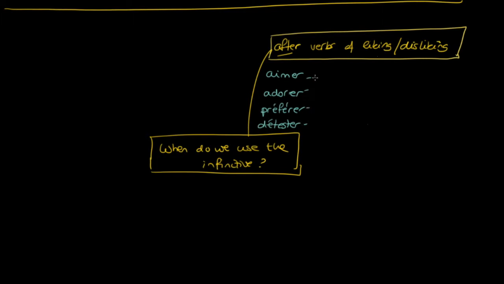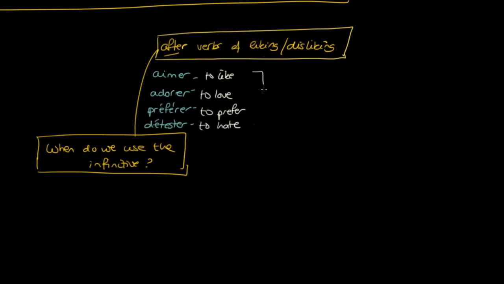So aimer, of course, to like. Adorer, to love or to adore. Préférer, to prefer. And détester, to detest or to hate. So let's have a look at an example of how we can use these in a sentence, and we'll see how the verb that follows is always, in this instance here, going to be in the infinitive.